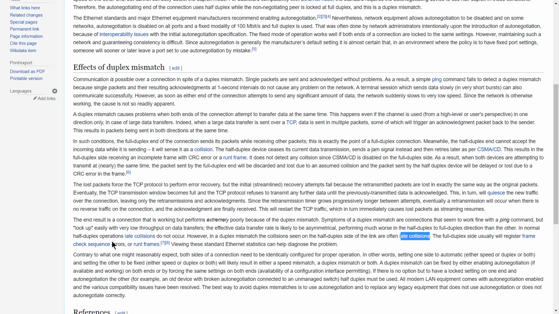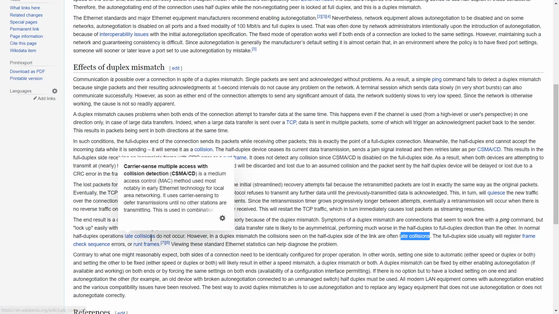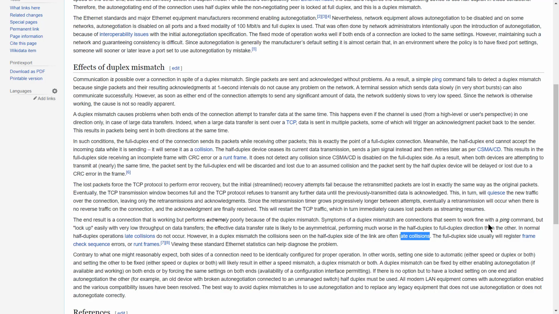In normal half duplex operations, late collisions do not occur. If both sides are half duplex, side A and side B, then late collision is not occurring. When will it occur? When, however, in a duplex mismatch, the collision seen on the half duplex side of the link is often called late collision. Means if one side is configured as half duplex and another side is configured as full duplex, it is a duplex mismatch.